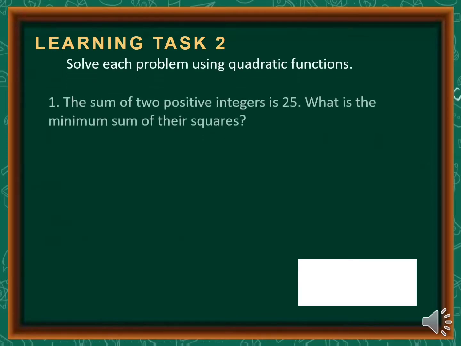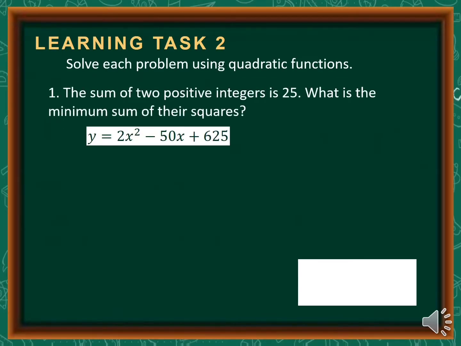Since we know that the given equation is equal, our quadratic function is y equals 2x squared minus 50x plus 625. Let us find the vertex to find the minimum sum of their squares. Since dito, we can use the formula in finding the vertex, yung h, k. H is equal to negative b over 2a.